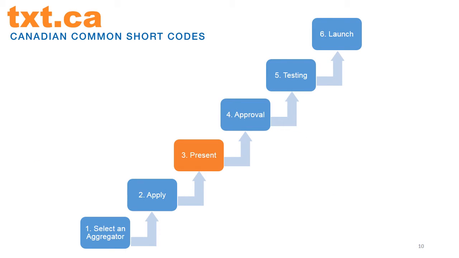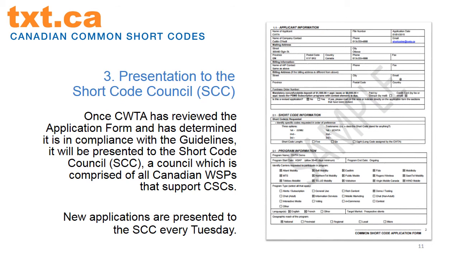Step 3 of the application process is the presentation of the common shortcode application form. Once CWTA has reviewed the application form and has determined that it is in compliance with the guidelines, it will be presented to the Shortcode Council, a council comprised of all Canadian wireless service providers that support common shortcodes. New applications are presented to the Shortcode Council every Tuesday.